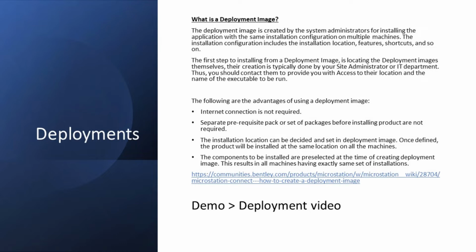Now, the following advantages of using a deployment image are, of course, internet connection is not required. The deployment will, in fact, have all the components necessary for MicroStation. The separate prerequisite pack or set of packages before installing the products are not required, and the installation location can be decided and set in the deployment image. Also, the components to be installed are pre-selected at the time of creating deployment.